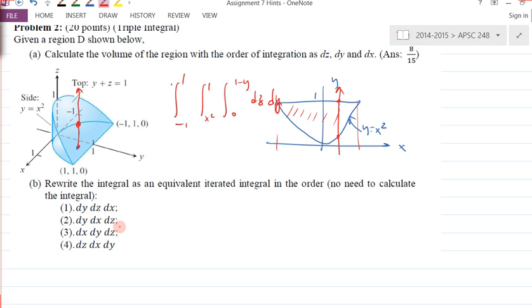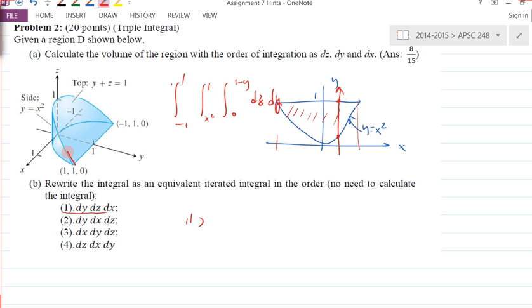Part B, switch the order of integration. The idea is you need to be able to sketch the shadow. For example, the first one here, if we decide to integrate with respect to y first, then we have to sketch the shadow within the xz plane. So what does the shadow look like for part 1 here?